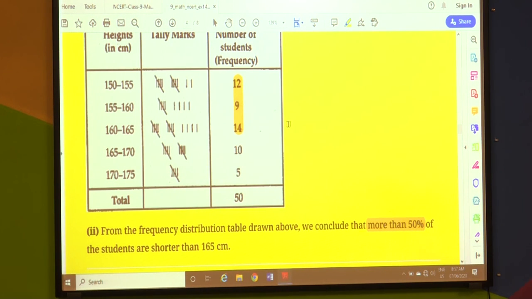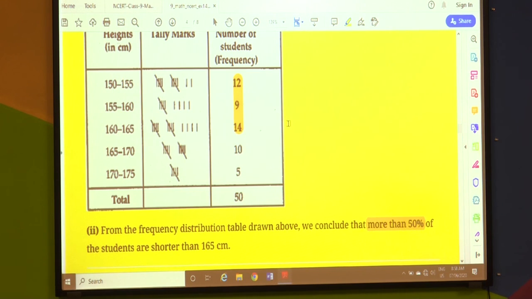So what can we say? We can conclude this, or we can go the other way. What is the other way? We can say only 15 students have a height greater than or equal to 165 centimeters. It is the other way.